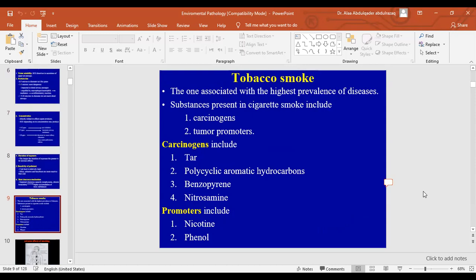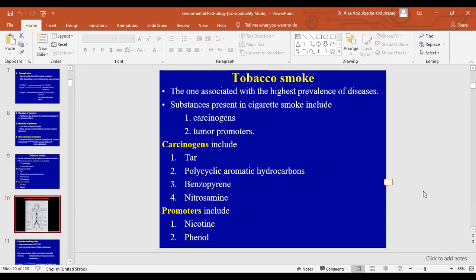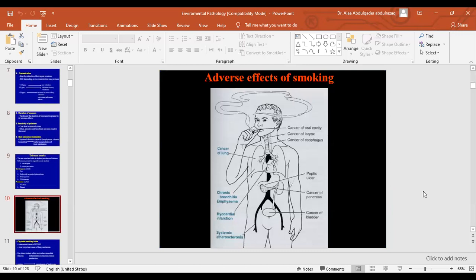التوباكو smoke تحتوينا على two substances. الأولى نسميها الكارسينوجينز and tumor promoters. الكارسينوجينز اللي موجودة بالتوباكو سموك تشمل التار, polycyclic aromatic hydrocarbons, benzopyrene and nitrosamine. Promoters include nicotine and phenol. This is the adverse effect of smoking.